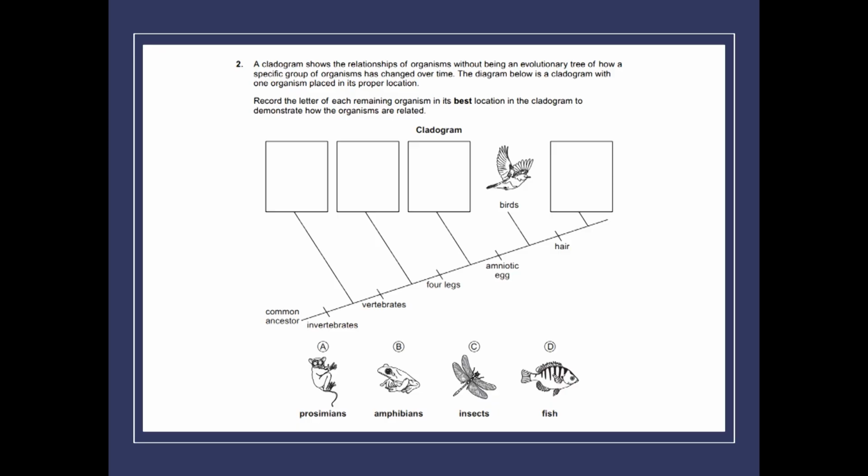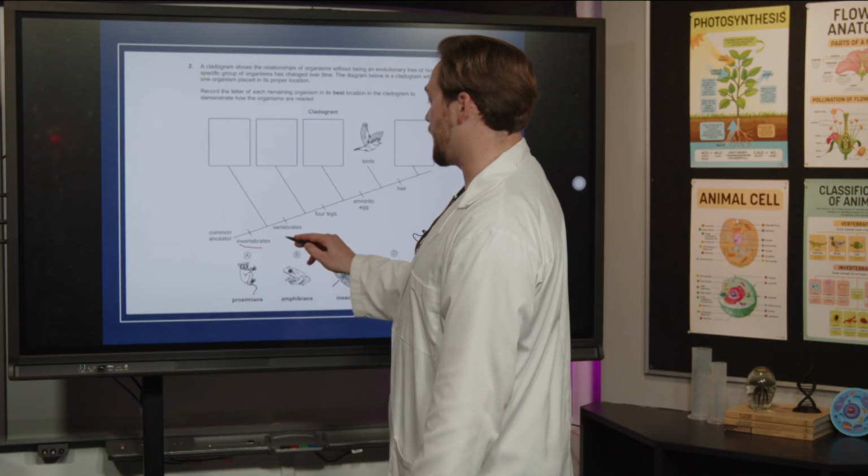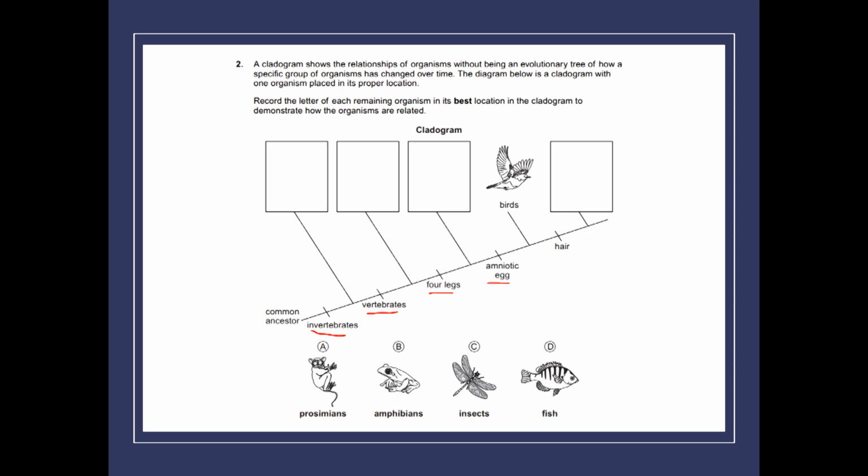Okay, a cladogram shows the relationship of organisms without being an evolutionary tree of how a specific group of organisms has changed over time. The diagram below is a cladogram with one organism placed in its proper location. Record the letter of each remaining organism in its best location in the cladogram to demonstrate how the organisms are related. And again, we want to use these traits down here. How you read this is everything to the left of this trait would not have this trait, and everything to the right does have that trait.